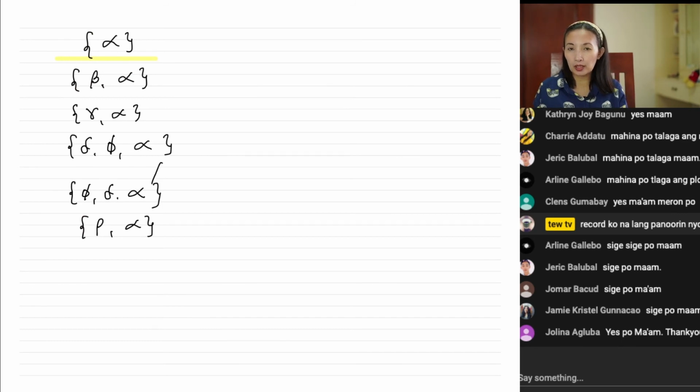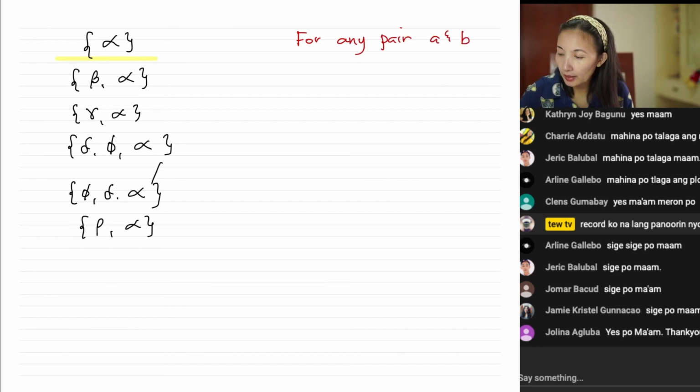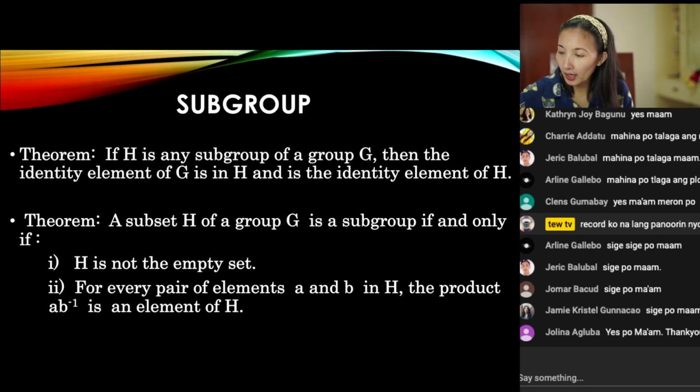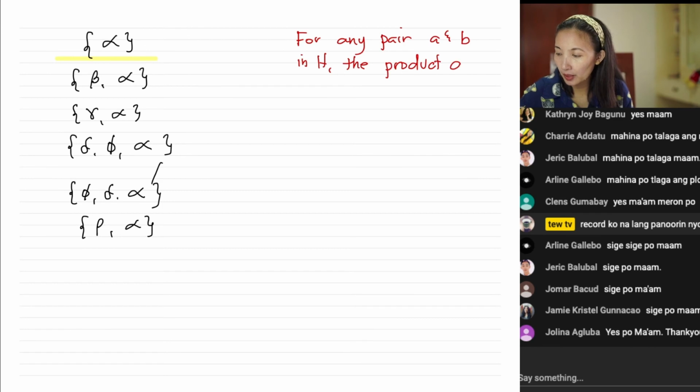Remember that H is considered to be a subgroup of G if H is non-empty, and for any pair A and B in H, A times B inverse should be in H. Let me write that: for any pair A and B in H, the product A times B inverse is an element of H.